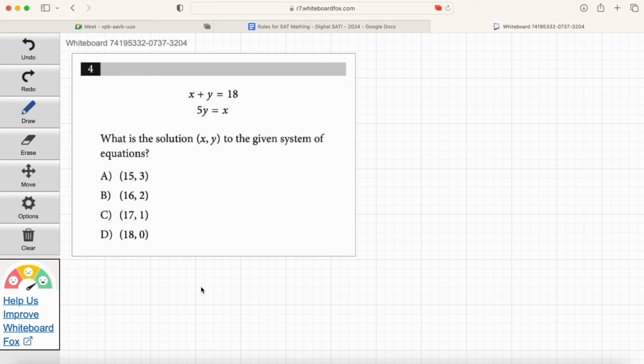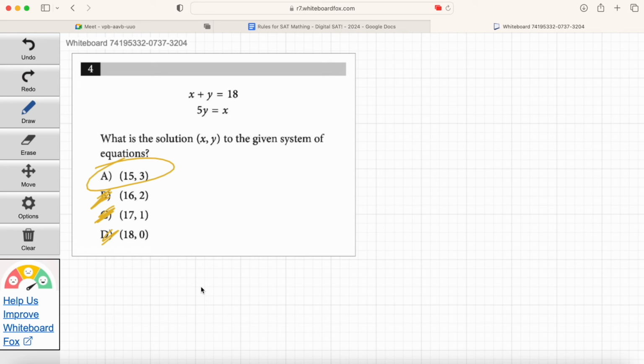Is that clear? Answer choice B does not give us a true statement. When y is 2, x is just not 16. What about C? Is that going to give us a true statement? No, it's not. What about answer choice D? Is that going to give us a true statement? No, it's not. It's answer choice A. Do you see how much faster and easier that is if you just plug in the values in place of the variables?